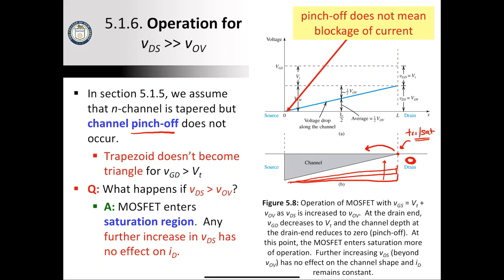So, we are not going to consider pinch off yet. We're just going to assume that doesn't happen. So the rectangle becomes a trapezoid, becomes a triangle, and it stops there. And this is what happens when VDS is greater than VOV. MOSFET enters the saturation region. Any further increase in VDS has no effect on ID and no effect on the shape of the inversion layer.